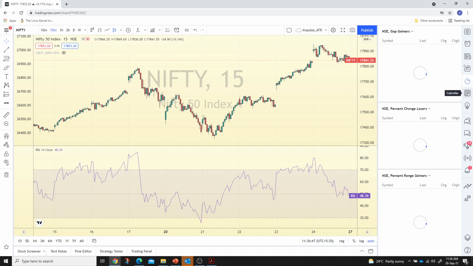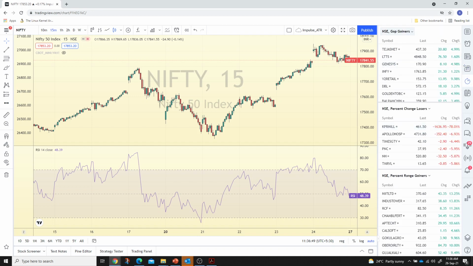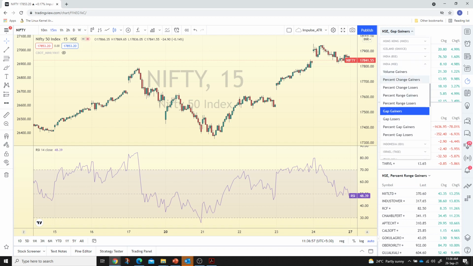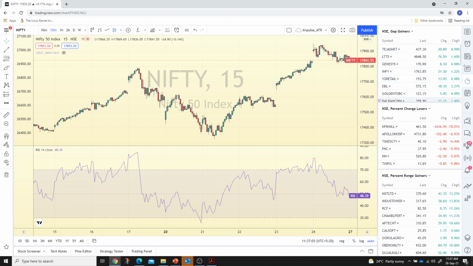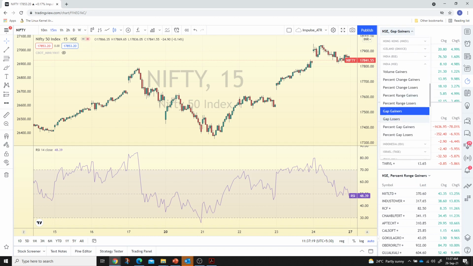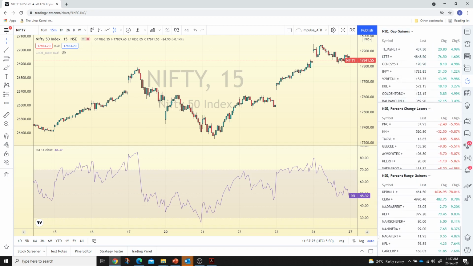Then hot lists, this is a good feature if you want to see, in the Indian market, volume gainers, gap ups, gap up gainers, percentage gap gainers or percentage range gainers. You can configure it and then you get that list. Let's say you are an intraday player, you want to trade on gap and then continuation, you can use gap gainers. Or if you want to play positional and see what are top gainers and top losers, you can even do that. Right? So this is something which you can configure.